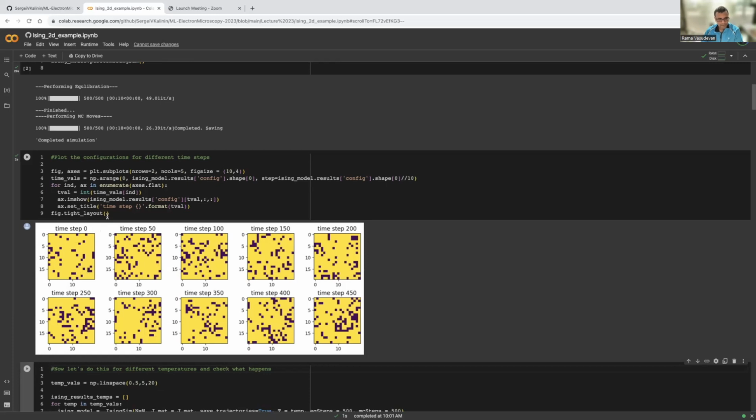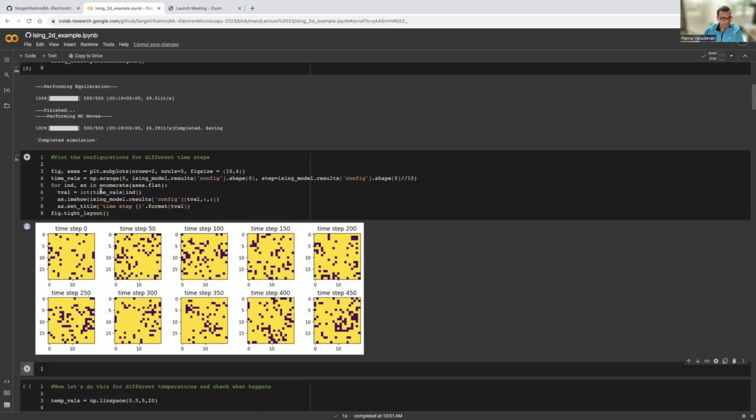And then, if you actually look at the size of this simulation, if I look at, for example, how do I do that? I look at the configurations shape. So for example, let me have a look at this.